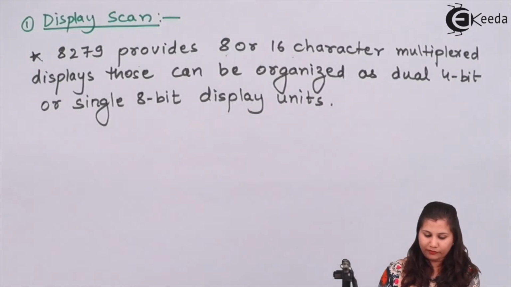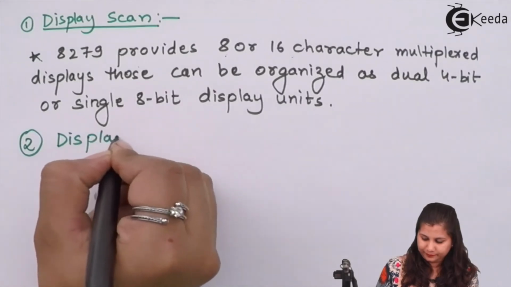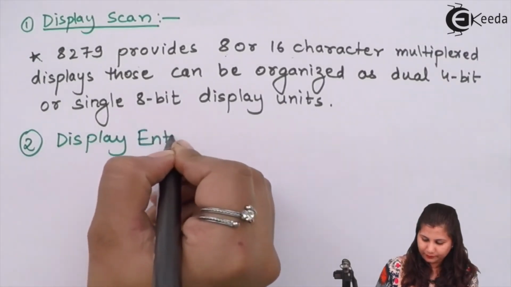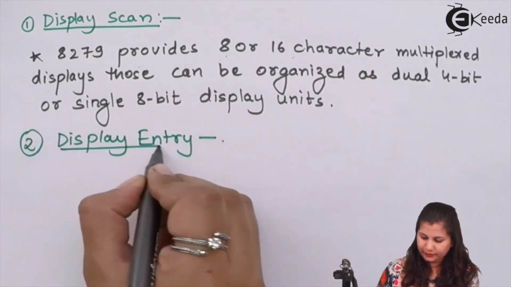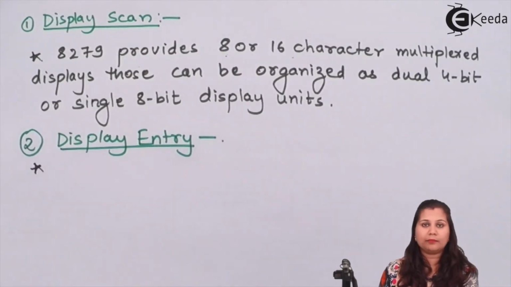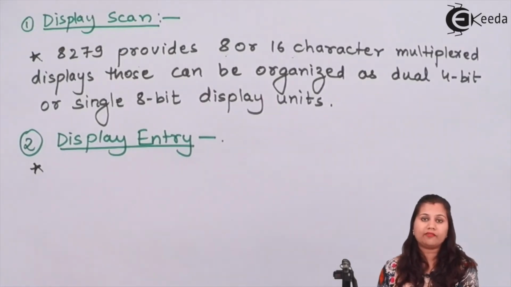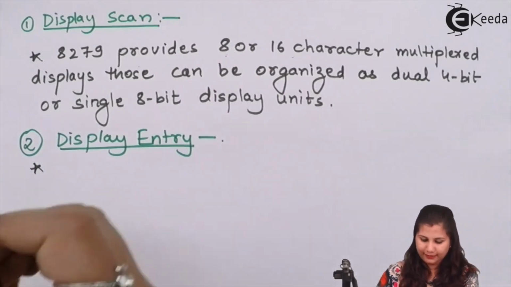The next mode we have is the display entry. Now, in this display entry mode, the data which is displayed on the display devices can have different types of entries, like left entry and right entry. So this mode provides different types of entry of the data on the display devices.